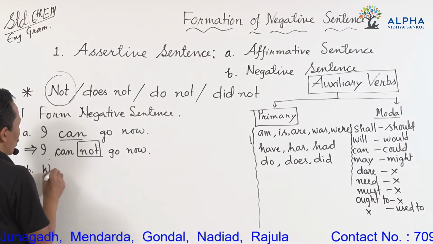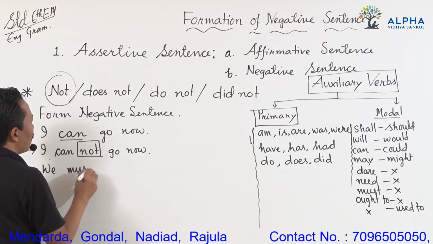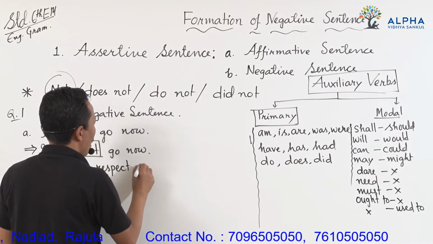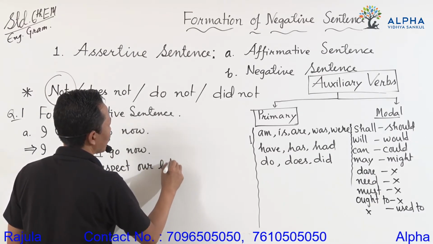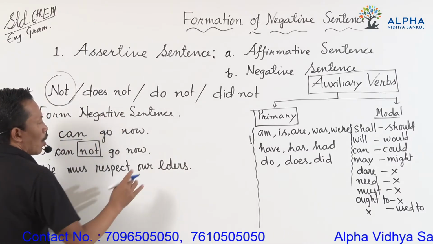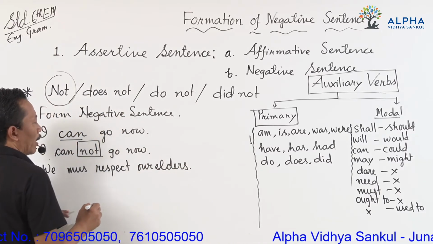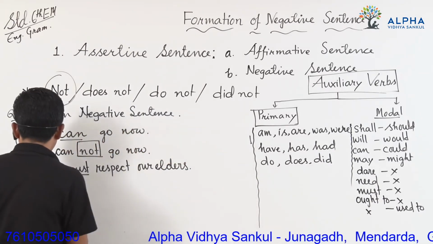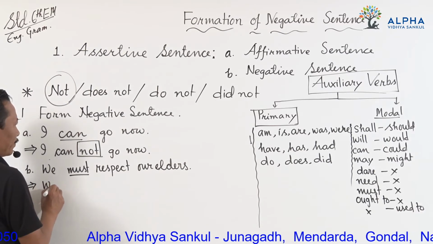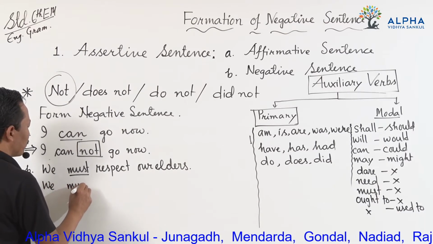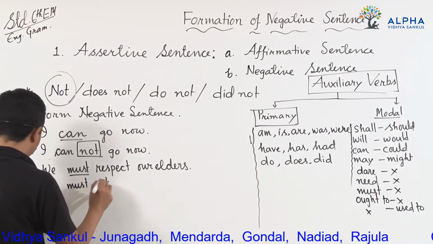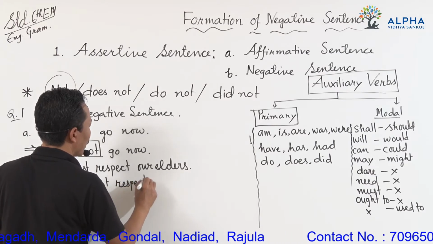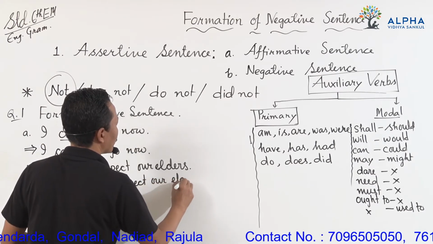B. We must respect our elders. Here, students, must is here. Then what is the answer? We must not respect our elders.